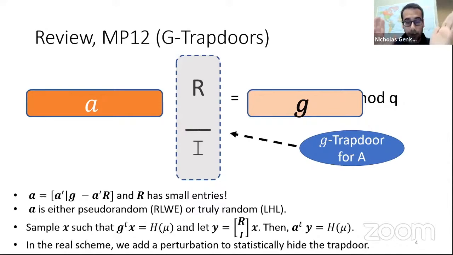Okay, so anyway, you use this as a linear map, and when you do this, it adds some skewing to the covariance, so it leaks information about the trapdoor. So you have to statistically hide it with a perturbation.